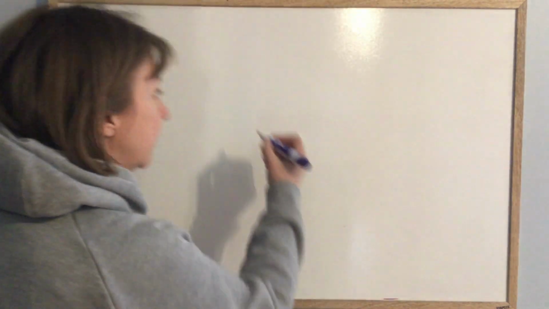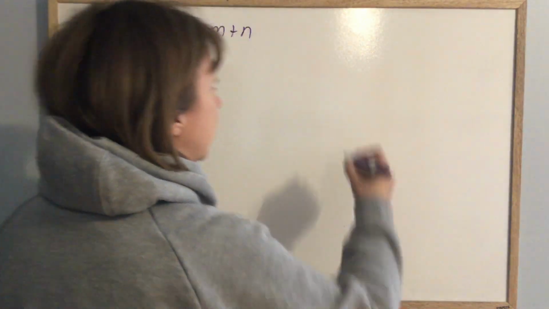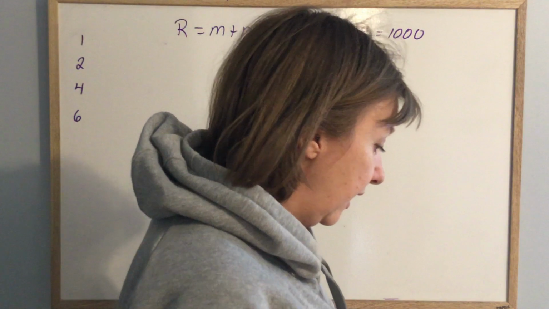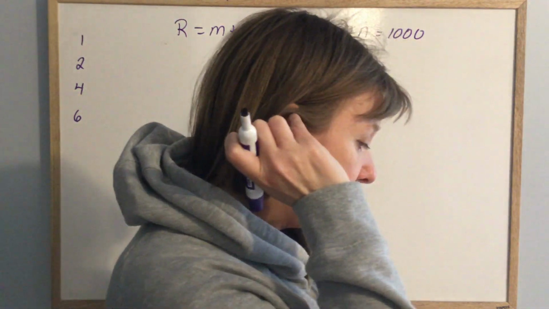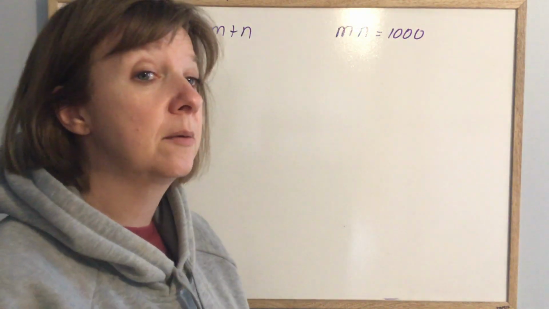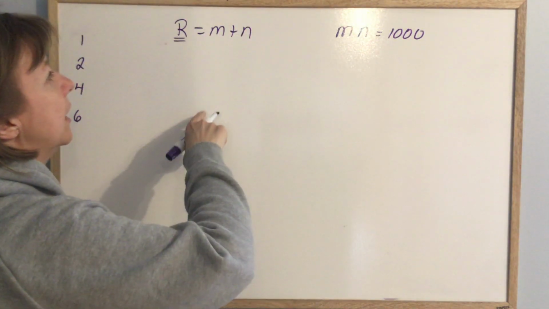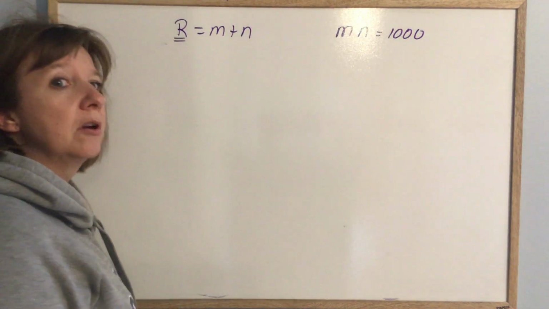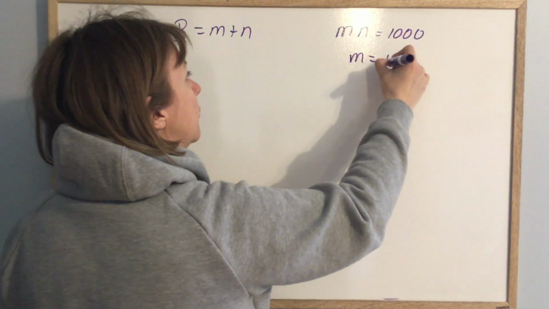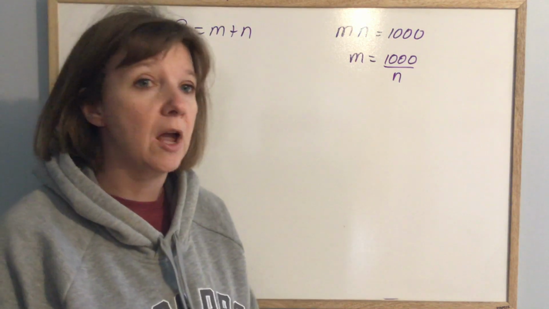Number 1 says, suppose that R is equal to M plus N, and M times N is 1,000. Find the value of M that minimizes R. So I'm trying to minimize this, so that is what I'm going to end up taking the derivative of. But again, I cannot have 3 different variables in a question. So that's why you have this, so that you can rearrange it. M equals 1,000 over N. Now you could just as easily say N is 1,000 over M. It doesn't matter.